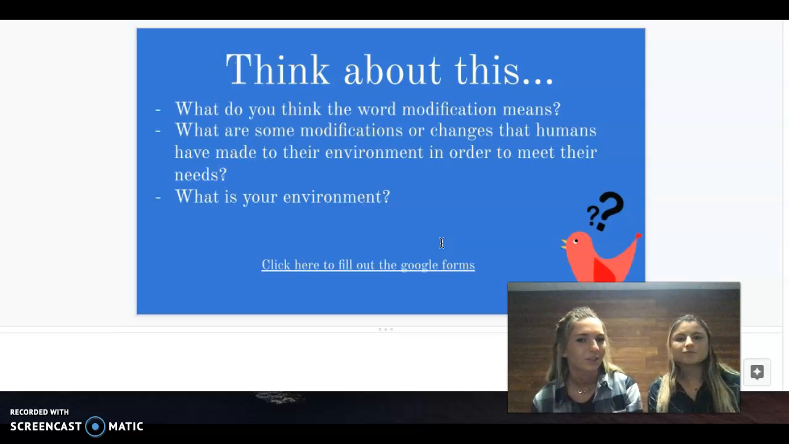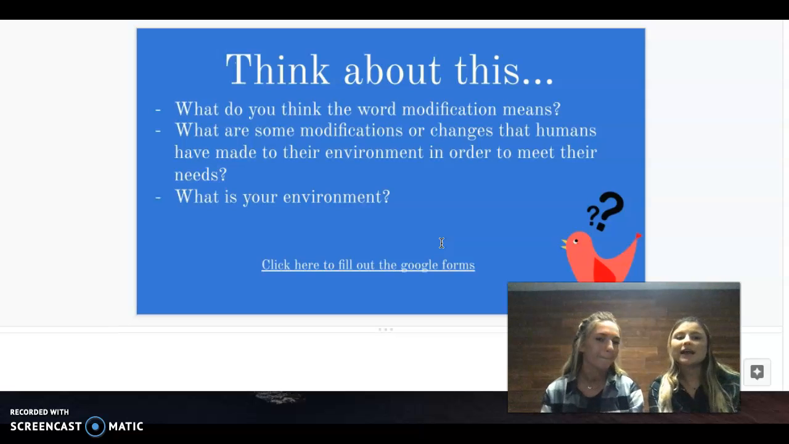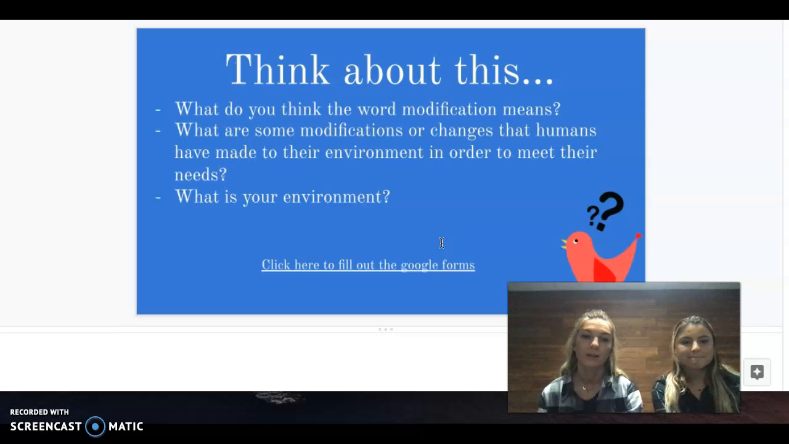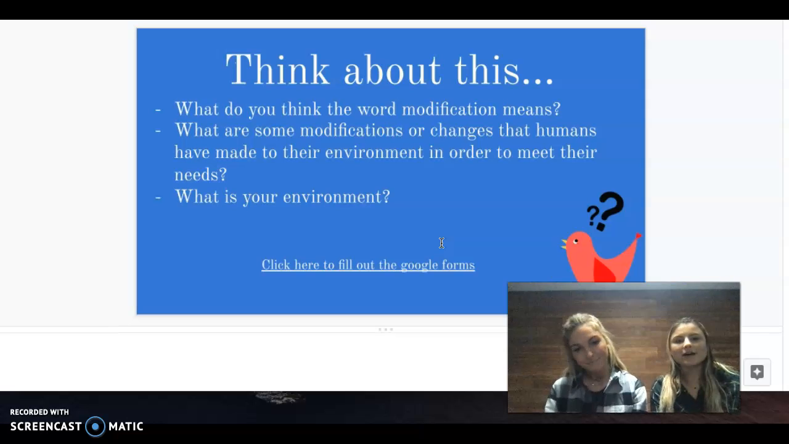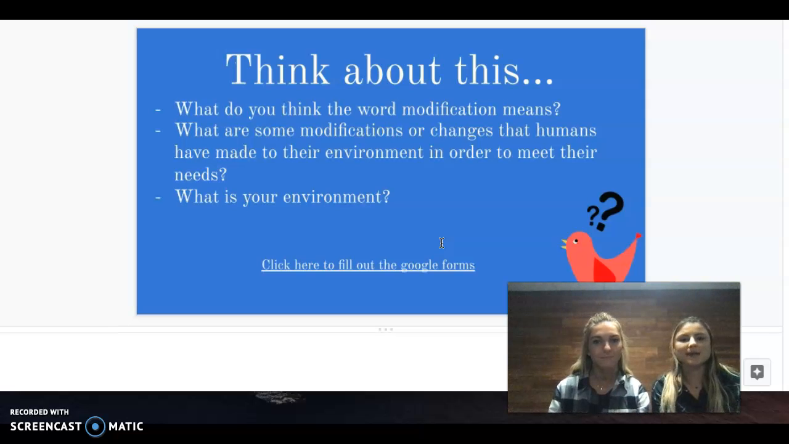So Jess, what do you think the word modification means? When I think of the word modifications, I think of the word change. I like that. So, Miss Mevick, what are some modifications or changes that humans have made to the environment in order to meet their needs? I think some changes, well, I don't know. That's a hard one. That is kind of tricky. Luckily, in this lesson, we'll be talking about different modifications that humans make to meet their needs.